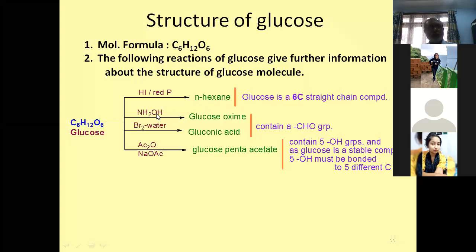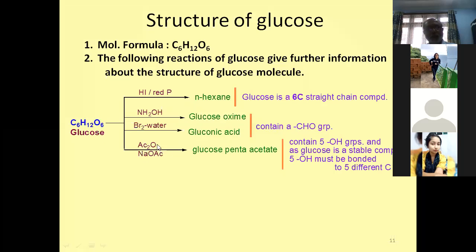Then we carry out some reactions which show that it has an aldehyde group. NH2OH reacts to give you an oxime. Bromine water gives you gluconic acid. We react with Tollens reagent and Fehling solution. These reactions are also there; I did not write them. So these reactions show that it has a carbonyl group, but the carbonyl group present is an aldehyde group, not a ketonic group. So it contains a CHO group. So that is the second thing we have got about the structure.